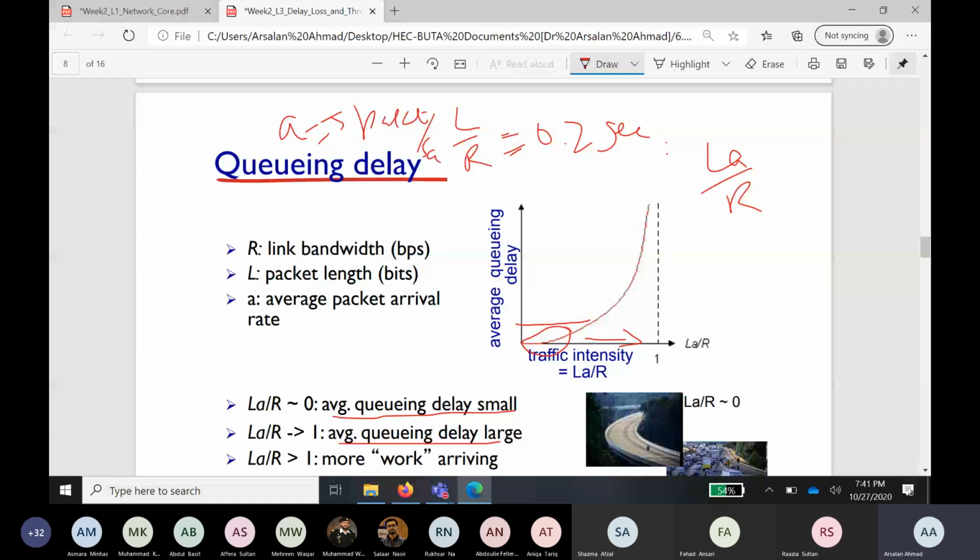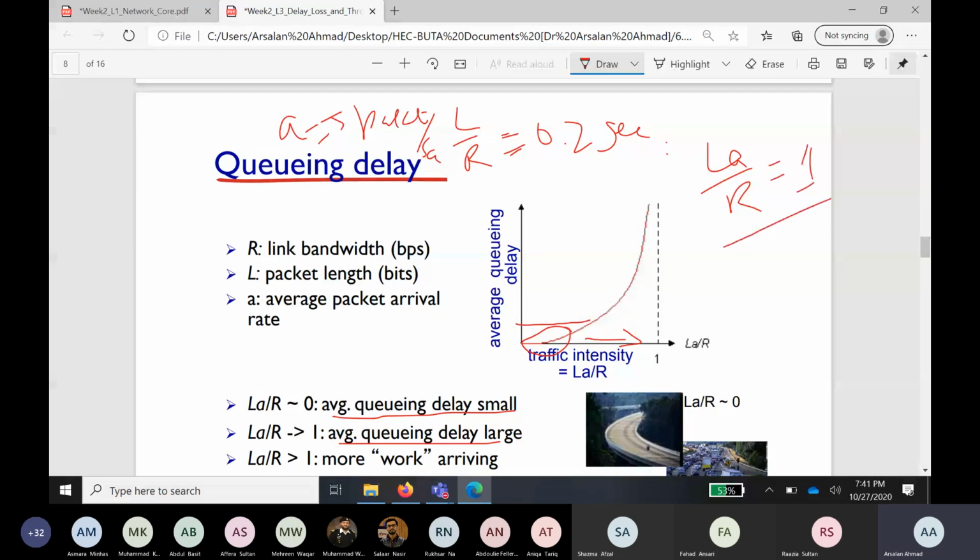Because that means that 0.2 L by R is the transmission delay, right? And if the transmission delay is 1/5 of a second and 5 packets come in 1 second overall, A is the average packet arrival rate, the rate on average at which the packets arrive, which is 5 packets per second. Each packet takes 0.2 second to get transmitted, L by R. So overall, the incoming rate and outgoing rate will be equal. 5 packets come in 1 second, 5 packets are being transmitted. So the quantity LA by R will be equal to 1.